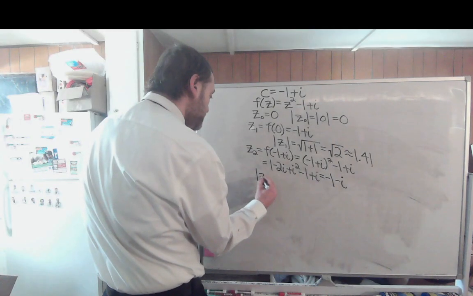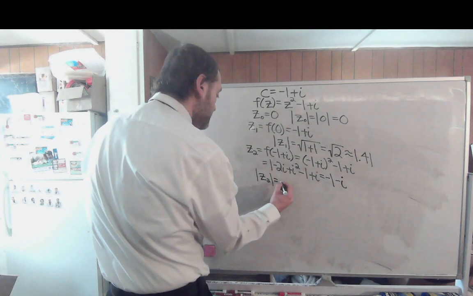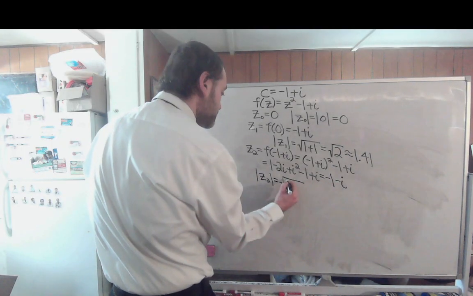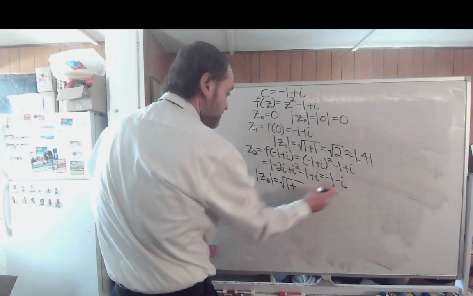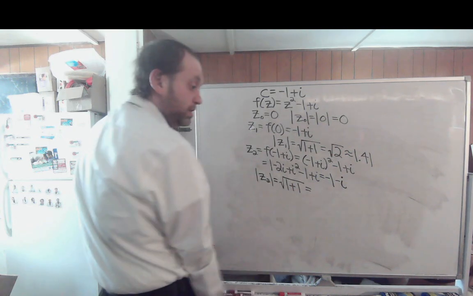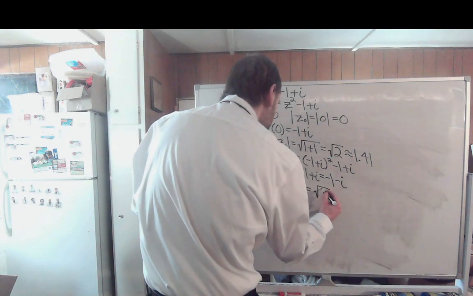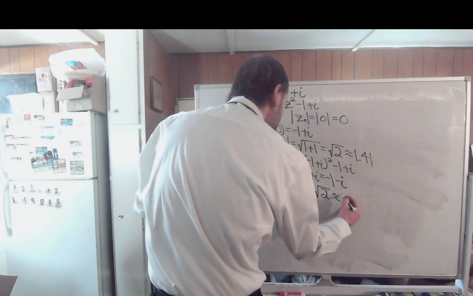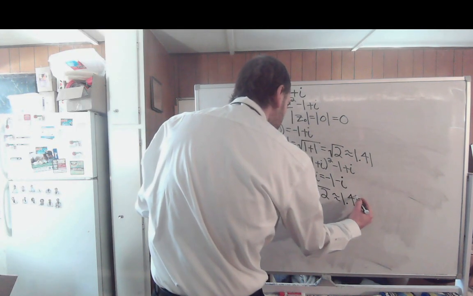The absolute value of z sub 2 is going to equal the square root of that negative 1 squared, which is 1, plus the other negative 1 squared, which is also 1. So you get the square root of 2, which is approximately equal to 1.41.